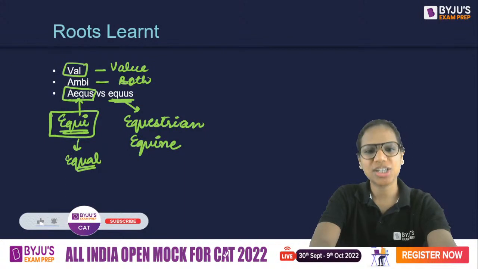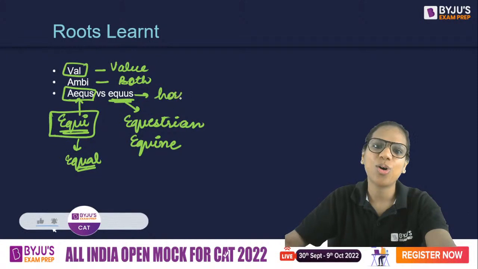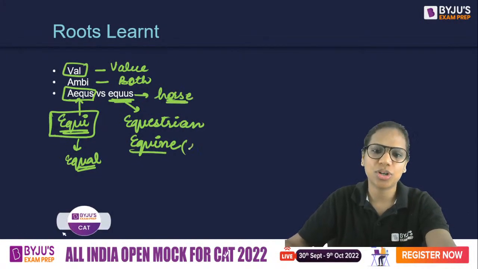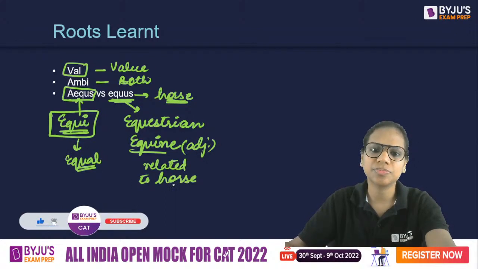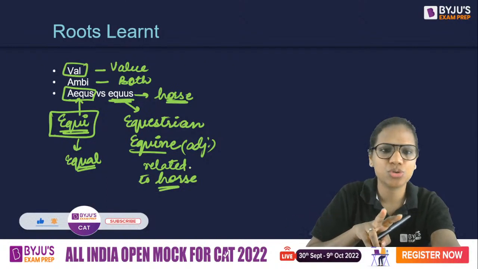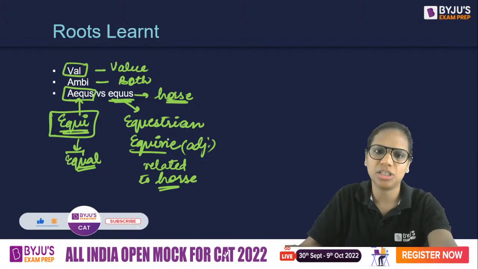Related to horses. Absolutely correct. So this equus actually means horse. Okay. So equine means related to horses. Equine is an adjective that means related to horses. So I just wanted to differentiate between these two for you, because although the spellings in English are the same, they mean different things. Don't associate this with equal.